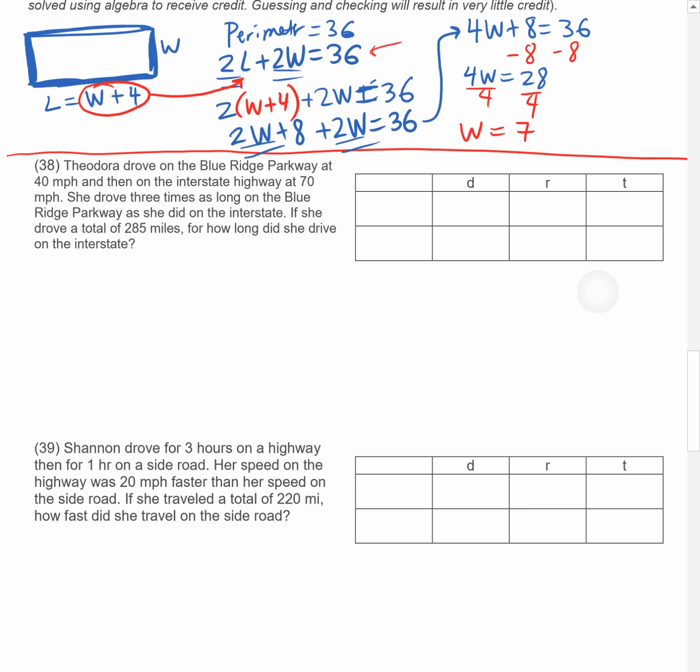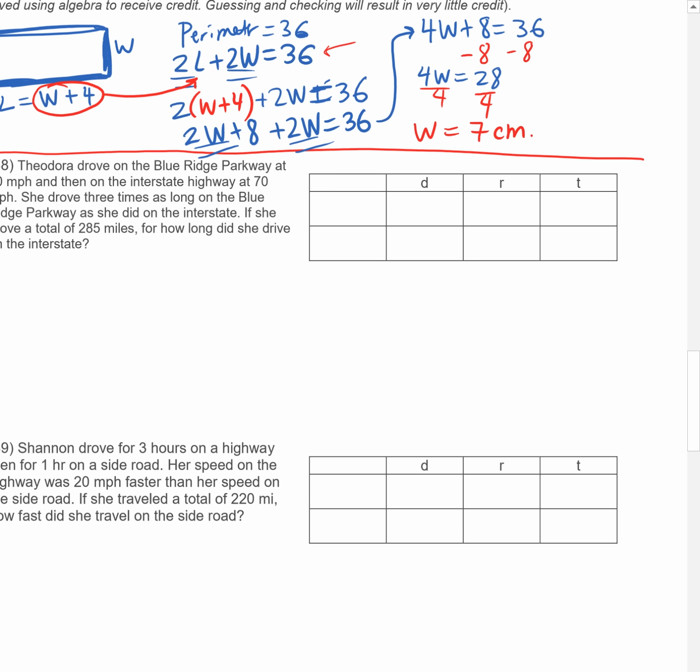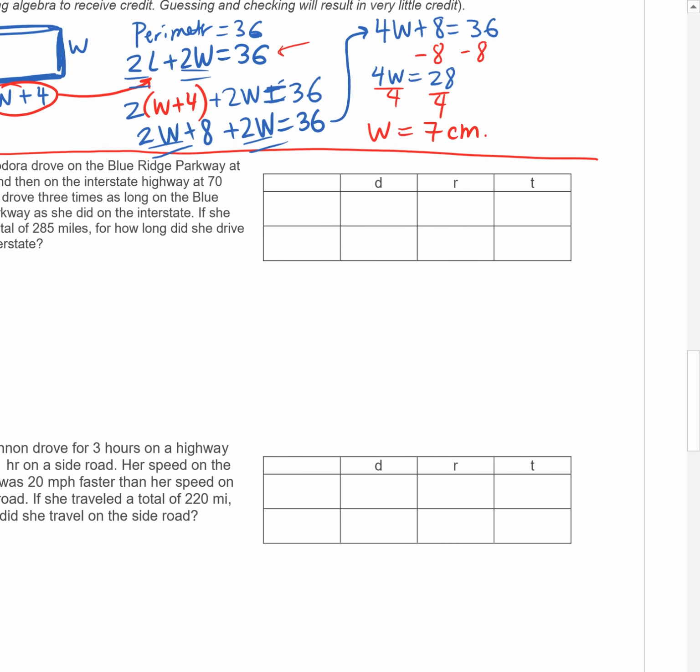7, okay. And I guess they were talking about centimeters, so that must be the unit that we're talking about. The width is 7 centimeters. But they want to know, find the width and the length. If I found the width, how can I find the length?